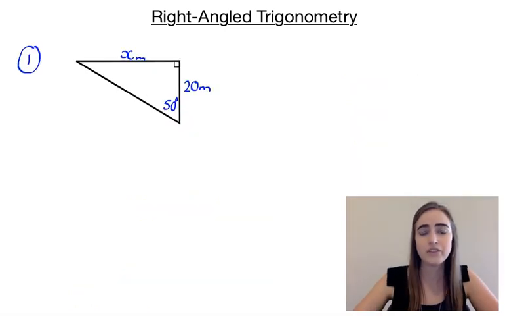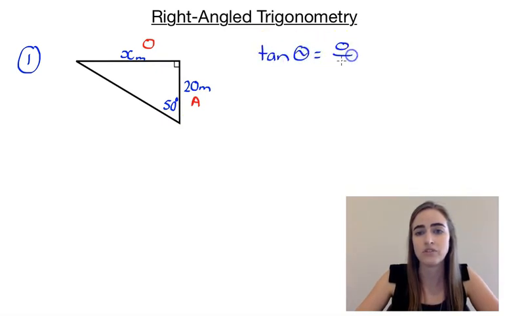Okay, so let's have a look at using our trig ratios to solve problems. So in this first one, we've got a right-angled triangle. It has an angle of 50 degrees, a side length of 20, and we're trying to find this other side here. So the first thing we need to have a look at is from this angle, our 20 meters is the adjacent side, and our x is the opposite side. So the ratio that involves the opposite and the adjacent is tan. So we know that tan theta is equal to the opposite over adjacent.